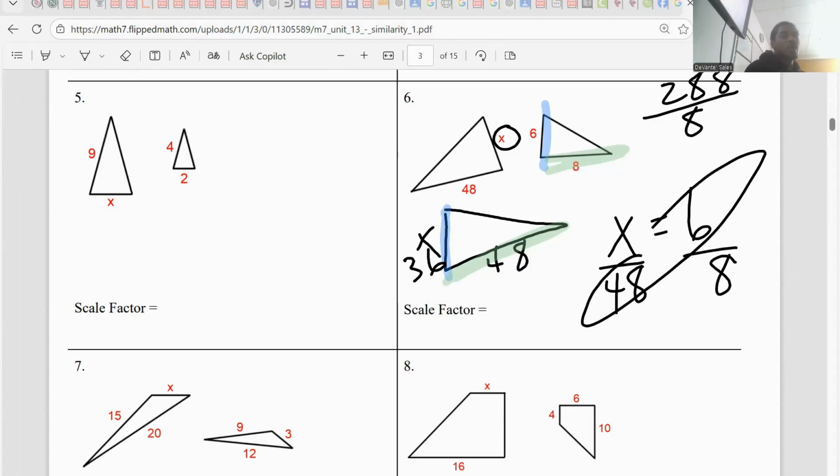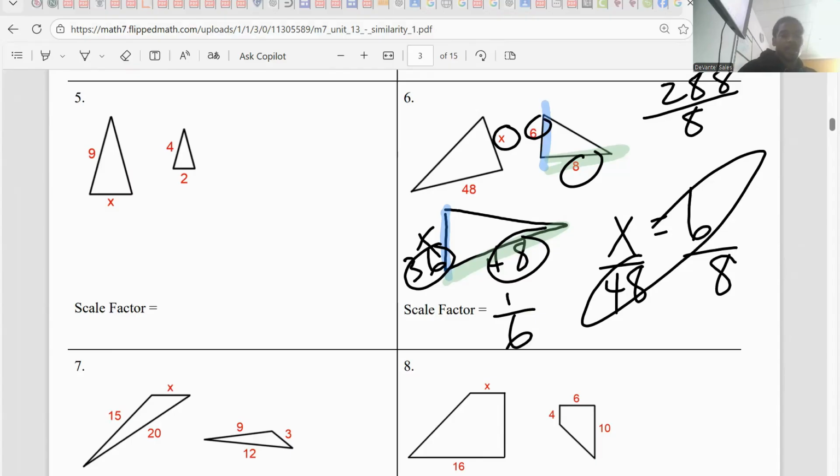Okay, so what would be my scale factor for this one, good people? Good. So if I go from 48 to 8, I divide it by 6, right? If I go from 36 to 6, I divide it by 6. I'm going from a larger shape to a smaller shape. That means that it's going to be a fraction. It's 1/6.